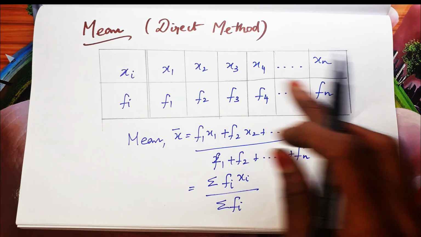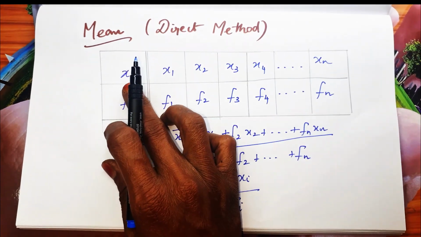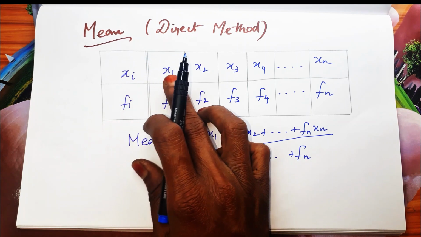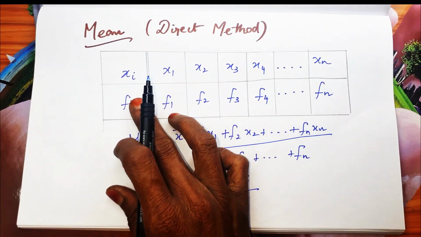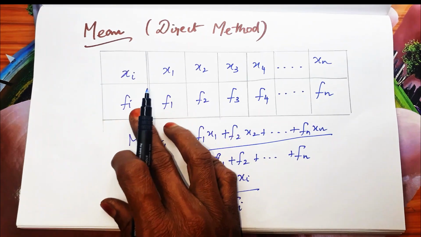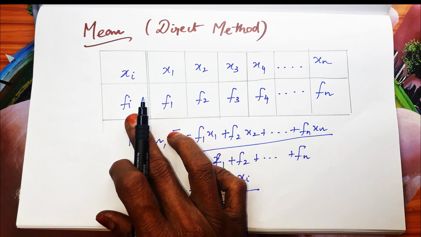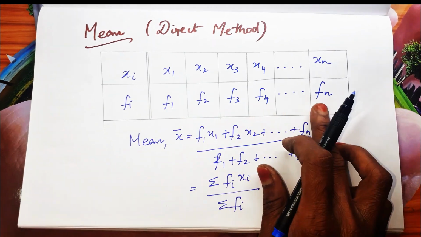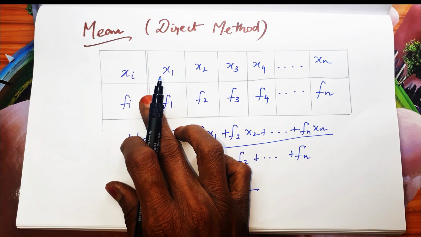Now come to the calculation of mean using direct method. In that they will give these two data. The first one is xi values. For example, if they are giving marks, that is xi. Xi can be denoted by x1, x2, etc. up to xn, and for that corresponding frequencies, for example, if we take xi as marks, the number of students who got that marks is denoted by fi: f1, f2, etc. fn. So these two values will be given and we have to calculate the arithmetic mean.